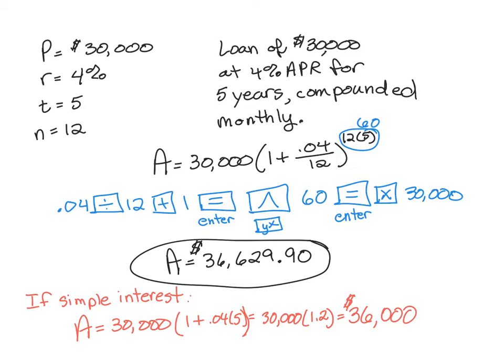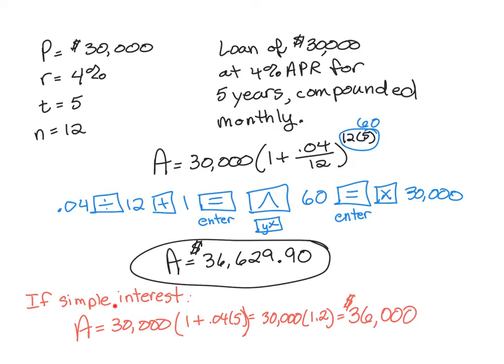Stop what you're doing, pause the video, get your calculator, try plugging this in, and make sure you get this answer. Now look at what this answer means. You started with 30,000. At the end of 5 years, it's 36,629.90. So you see that we've added $6,629.90 in interest. The more often you compound, the more money it is, okay?